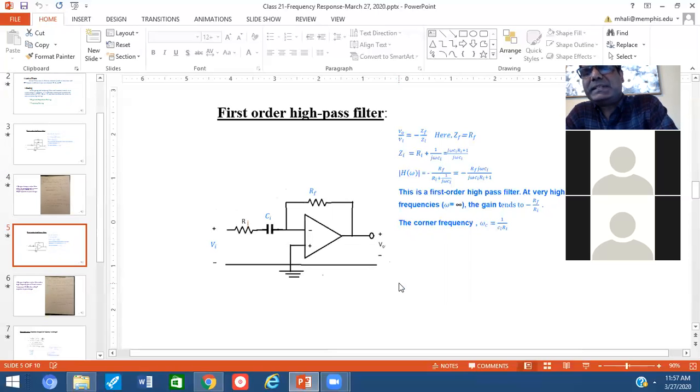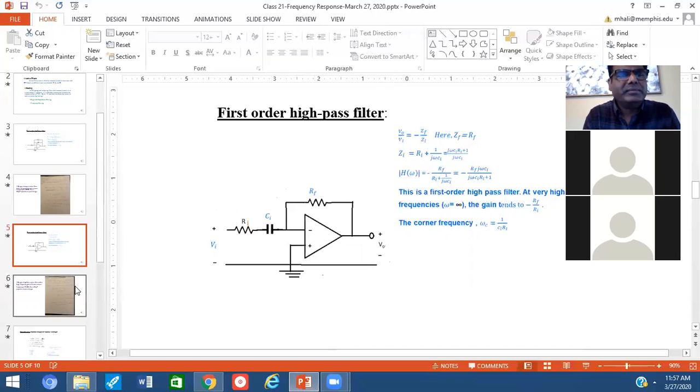So this is pretty much similar to the previous case. Previous case, in case of low pass filter, it was omega C 1 over Rf Cf. In this case, this is 1 over Ri Ci. So everybody is fine? Yeah, looks good. Okay. Yep.